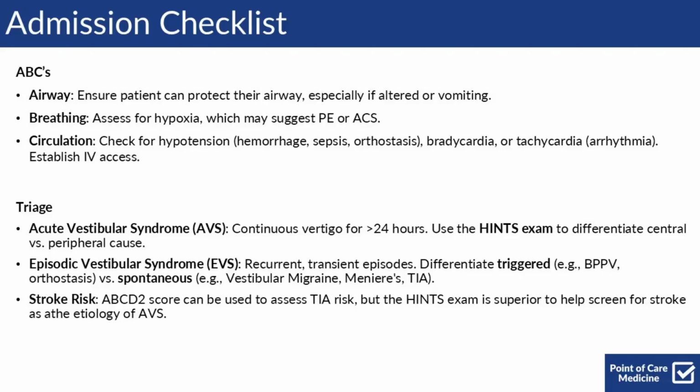First, assess for any signs of hemodynamic instability or neurologic compromise. For the airway, ensure the patient can protect their airway, which is especially important if their mental status is altered or if they're vomiting. For breathing, assess for hypoxia. This could suggest a serious underlying cause like a pulmonary embolism or acute coronary syndrome. And for circulation, check for hypotension, which could be from hemorrhage, sepsis, or orthostasis. Also look for bradycardia or tachycardia that might indicate an arrhythmia.